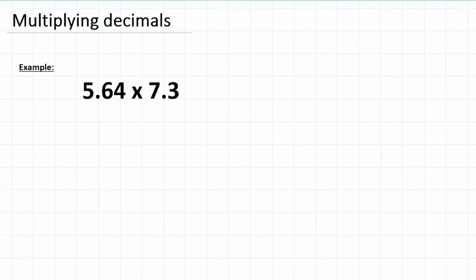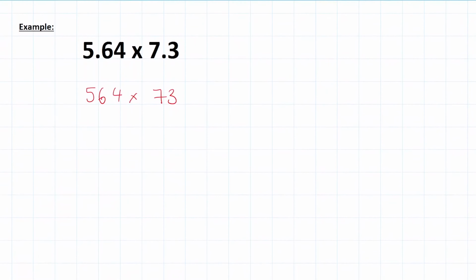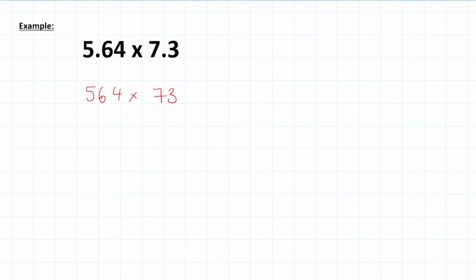So I'm going to start with 5.64. If I imagine that number as a whole number, that's going to be 564 without the decimal point. And then 7.3 as a whole number is going to be 73. Now I'm going to multiply 564 by 73, and then think about how my answer changed from the question.